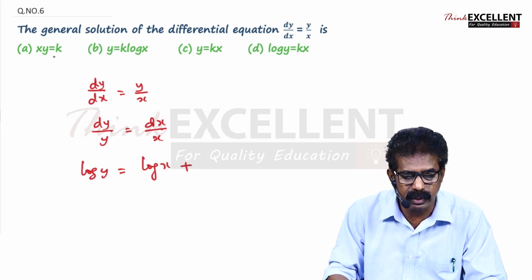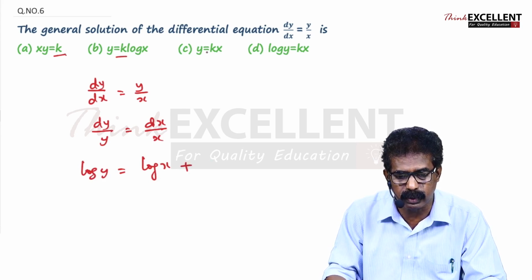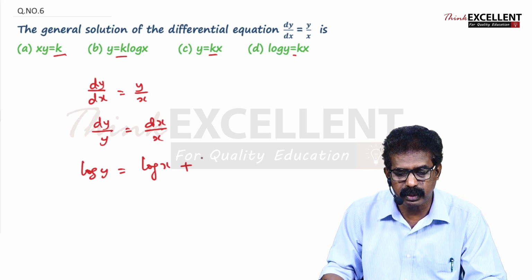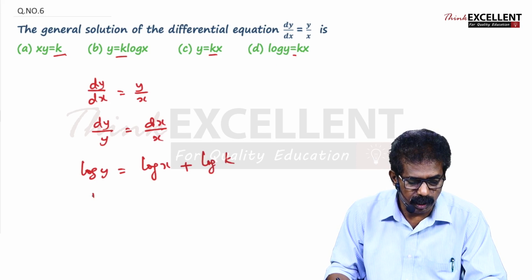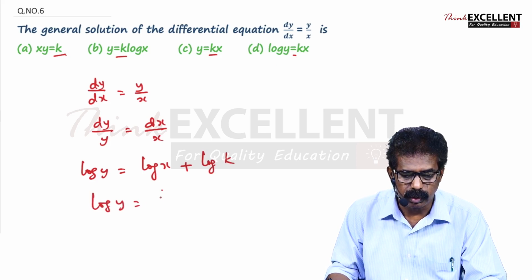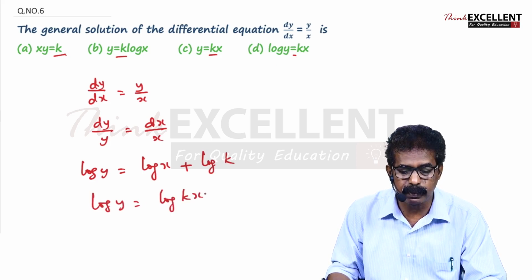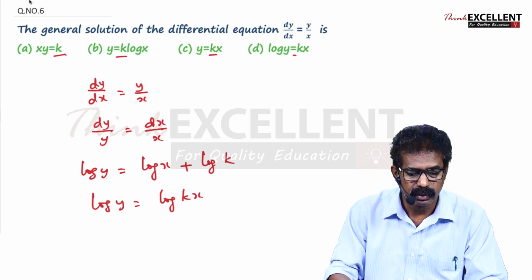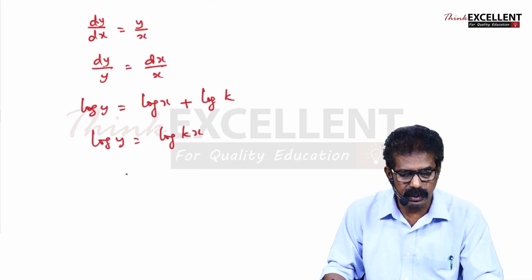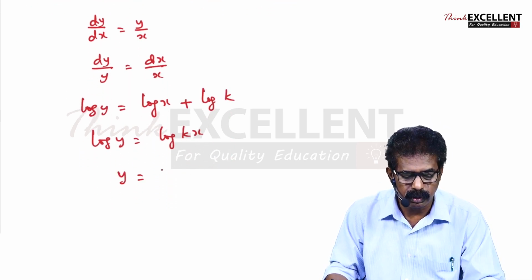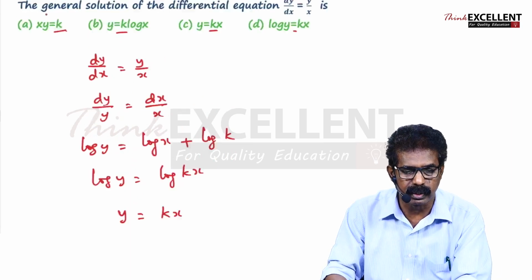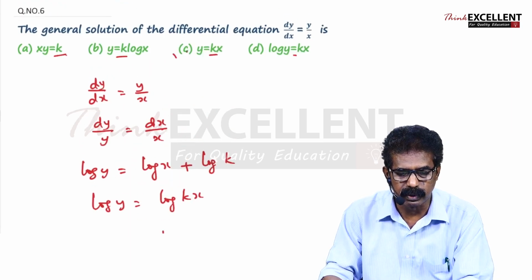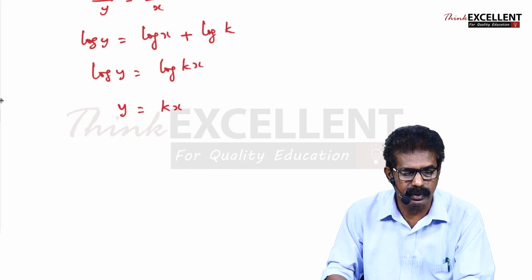But in the answer, you see, there is no c. They have given the constant as what? k. So the constant you take it as log k. So you are getting log y is equal to log kx. Log a plus log b is log of ab, right? So take antilog on both sides or remove log. y equal to kx you are getting, and that is option number C. Okay, y equal to kx.